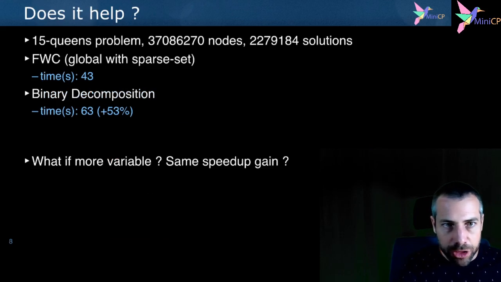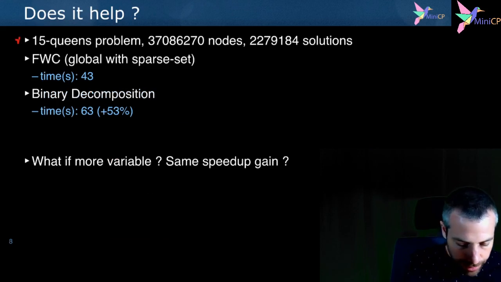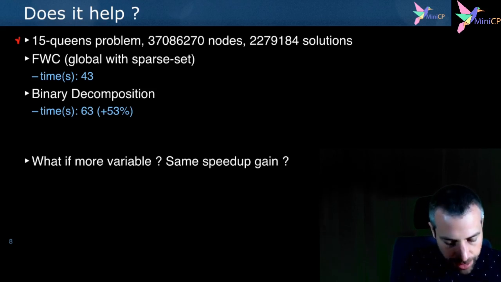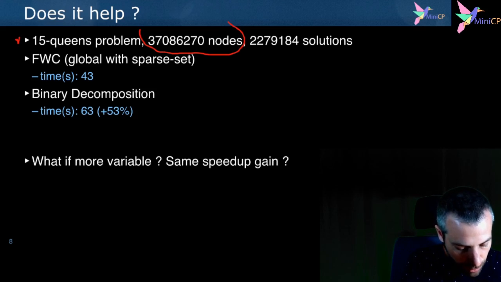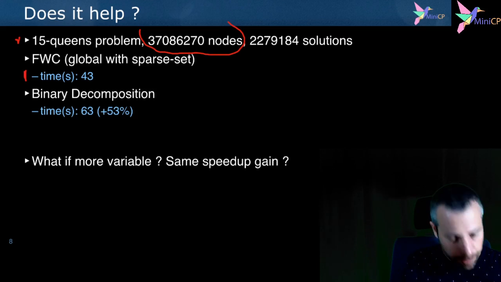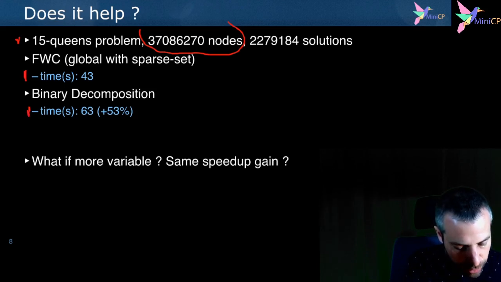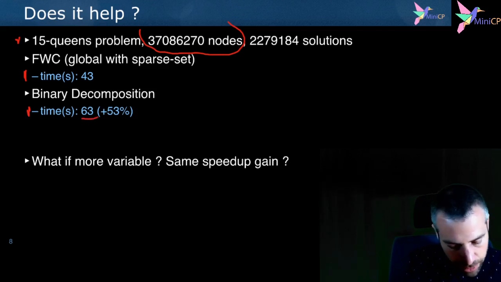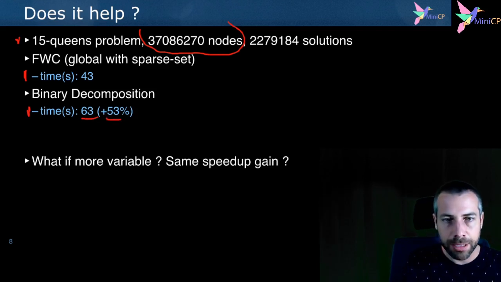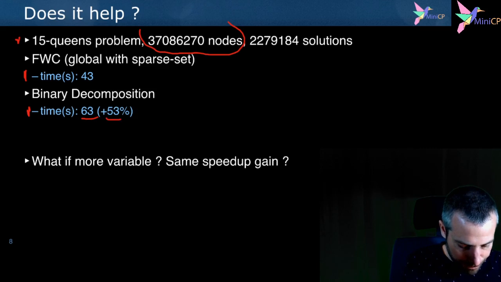I did a small experiment just to show you what we gain with this. This is for the 15 queens problem, and I decided to scan all the solutions. You see that there is a huge number of nodes to explore. The search tree is quite large. With the forward checking algorithm using the sparse set, the time required is 43 seconds on my laptop. With the binary decomposition without the sparse set, it's 63. So just with this little optimization, we can gain something like 53% of time by using this sparse set idea.